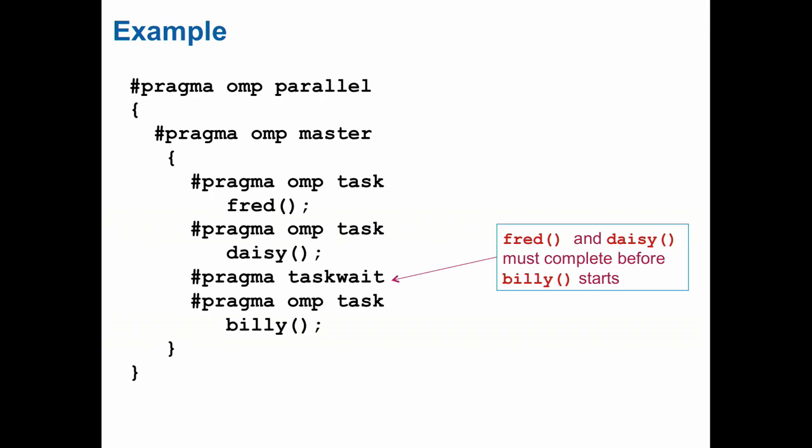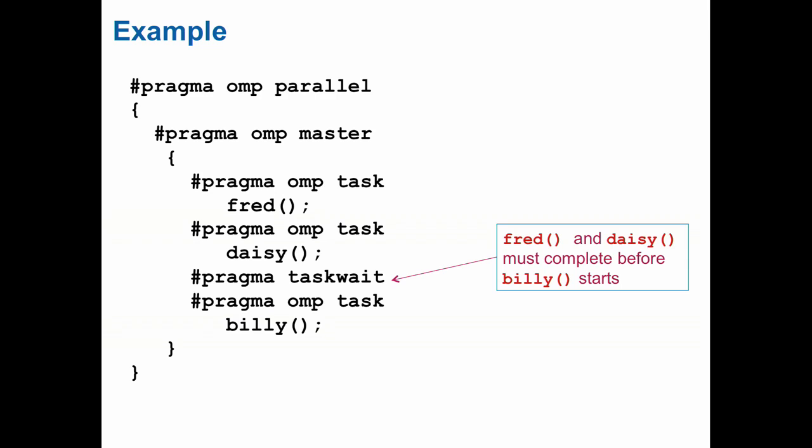Let's look at this example, pragma omp parallel, pragma omp master. So one thread's going to create the tasks, creates Fred and Daisy. The pragma taskwait says that it will not continue past that point until the tasks created within the task scope complete. So task Billy will not be put onto the work pile until task Fred and task Daisy complete. So this is a way for me to create an order precedence between tasks. Okay, so that's what taskwait means.